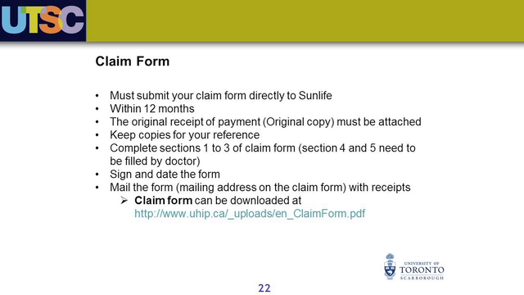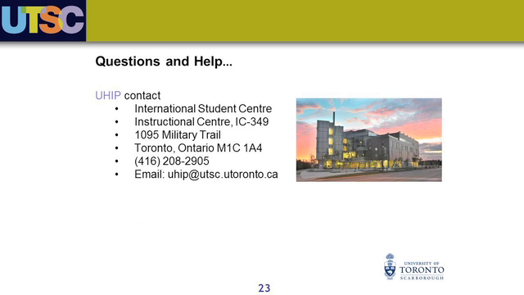The mailing address is actually on the claim form. On the second page at the very bottom, you'll find the mailing address for Sun Life. And of course, the claim form can be downloaded at the UHIP.ca website. So if you have any questions or need help or advice on UHIP, this is our contact. We are located at the ISC Instructional Centre, 349. That's our email and phone number as well.